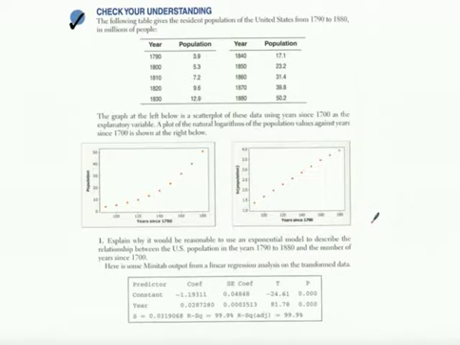So check your understanding. The following table gives the resident population of the United States from 1790 to 1880 in millions of people. The graph at the left here is a scatter plot of these data with years since 1700 as the explanatory variable. A plot of the natural logarithms of the population values against years since 1700 is shown to the right below. So what they did here was, this was the original, and you can see that it's got a curved pattern, and this was the transformation.